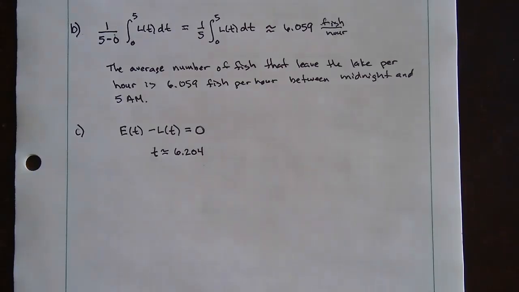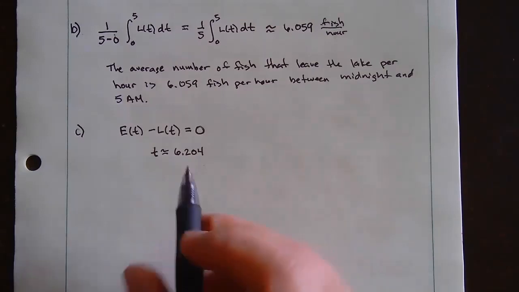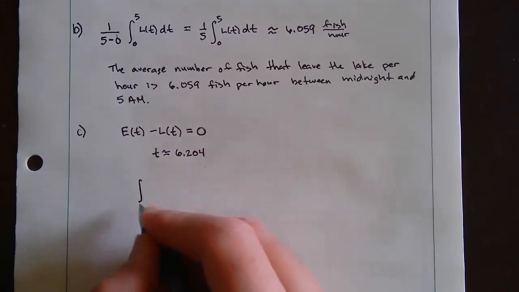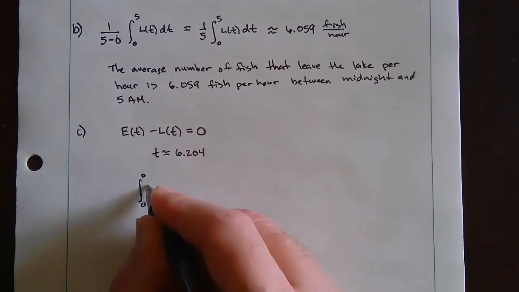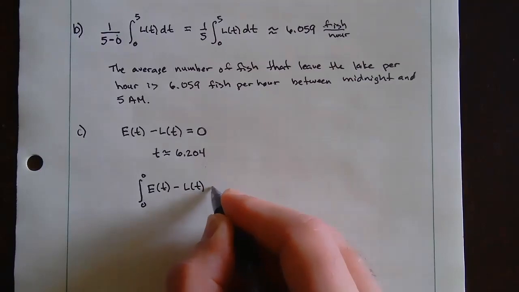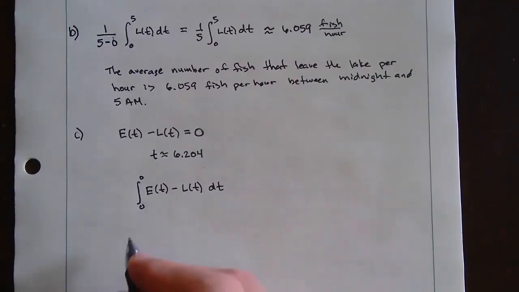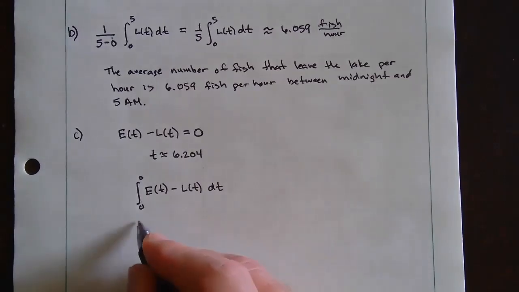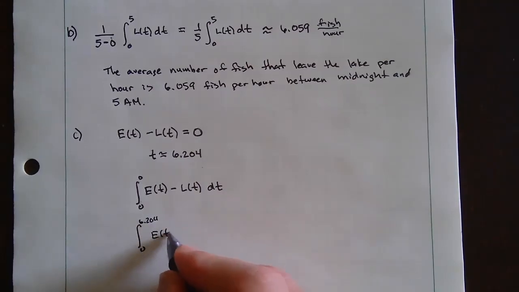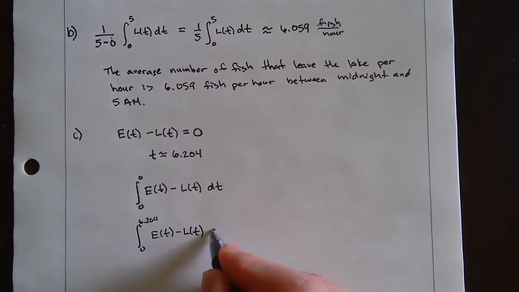Okay, so let's calculate how many fish were in the lake at time 0. This would be the integral from 0 to 0 of E of t minus L of t dt, okay? And then we're also going to integrate from 0 to 6.204, the whole decimal, of E of t minus L of t dt.